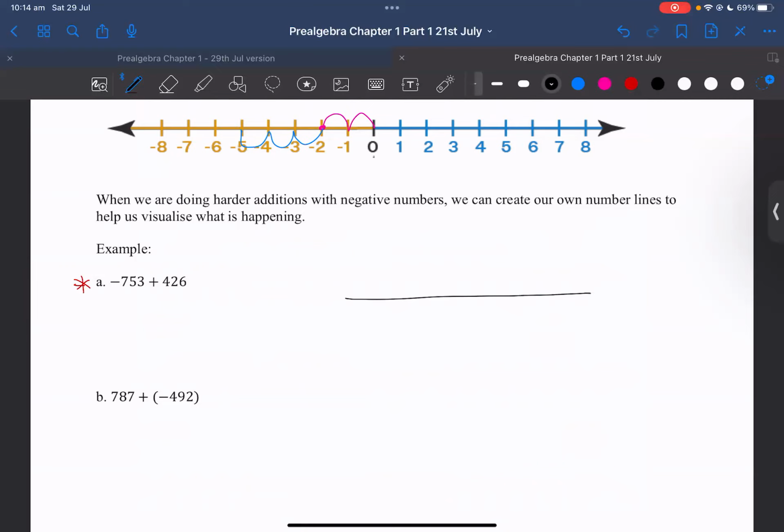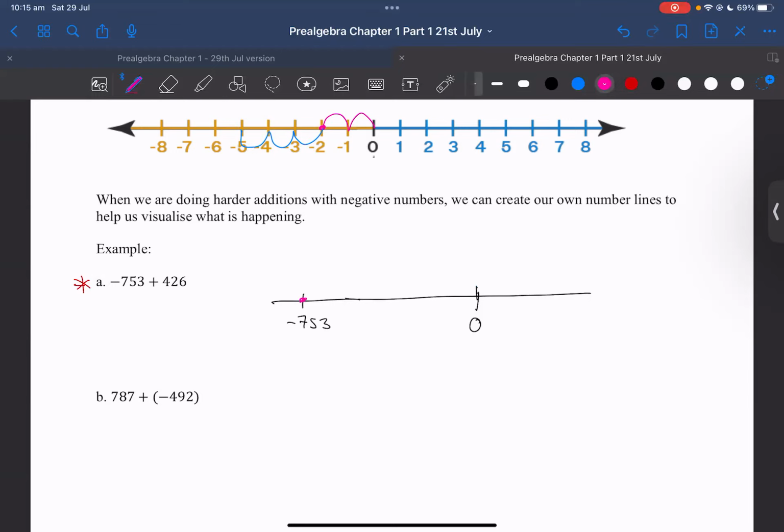So we'll go through this together. There's a few more examples, so we'll go through this together as well. But you start off at, let's create our number line, 0 here. Start off at -753, let's say it's here. Right? And which way do we go from here? -753. Do we go to the right or to the left?